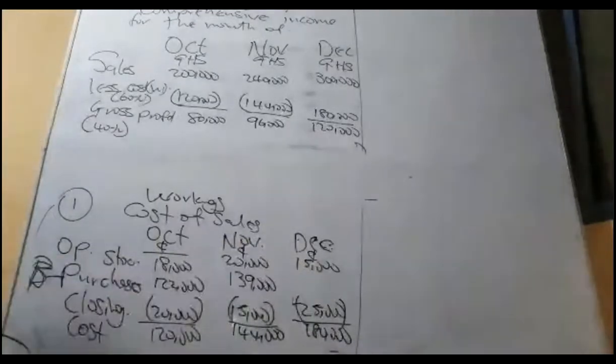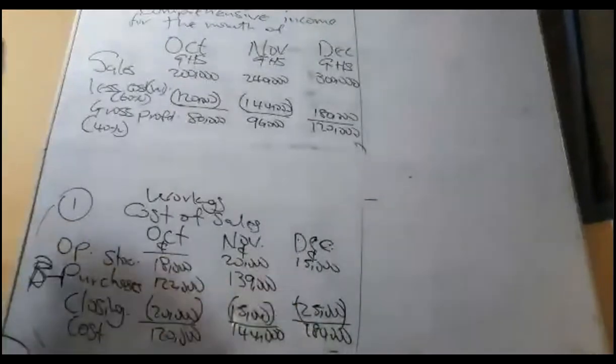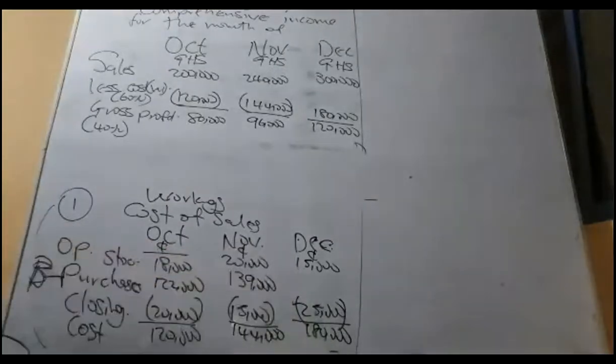Just take your calculator: 20,000 plus 139 less 15. If it doesn't give you this, that means this answer is wrong. Work on it again. Now let's come here. Here we have opening inventory of 15,000. Great. Then we have a closing inventory of 25. So what should I add to these two so that we can get 180,000? So therefore, the difference over here is what?